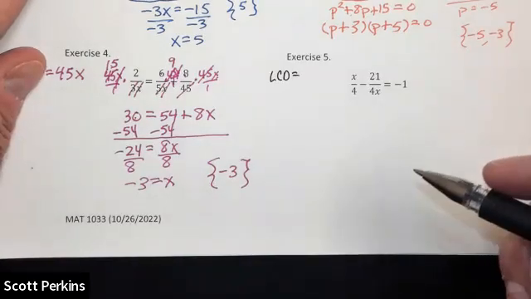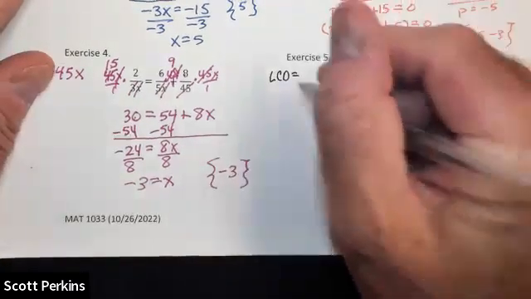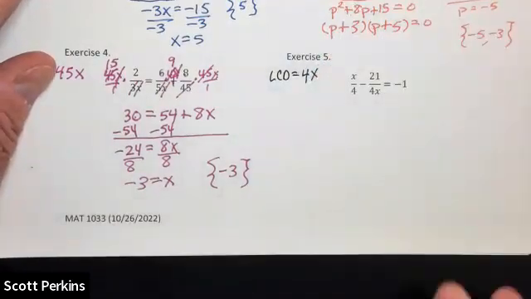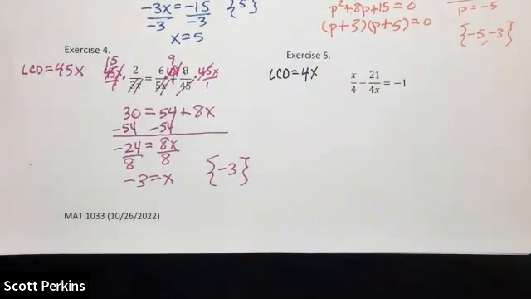What's the least common denominator you're using? Yep, 4 and an x. That's one of every factor that I see. Okay, keep working. Great.